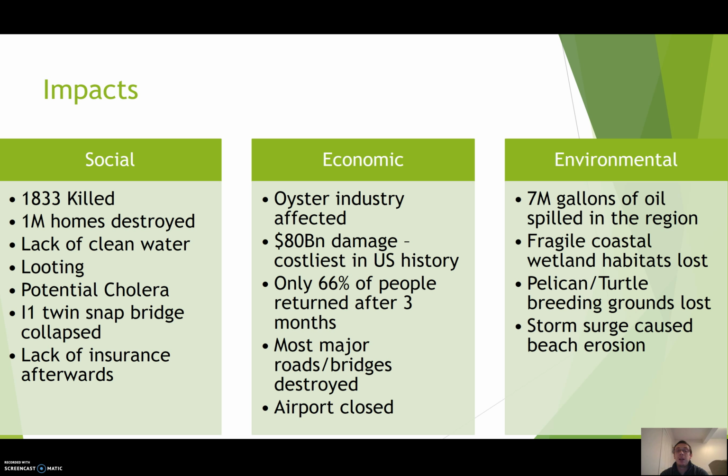But, socially, 1,833 killed, 1 million made homeless, a million homes destroyed resulting in homelessness, a lack of clean water, looting, there was the potential for a cholera outbreak, all of this stuff, very obvious social things. A couple of the ones that are maybe slightly less obvious, the I-10 Twin Span Bridge collapsed.